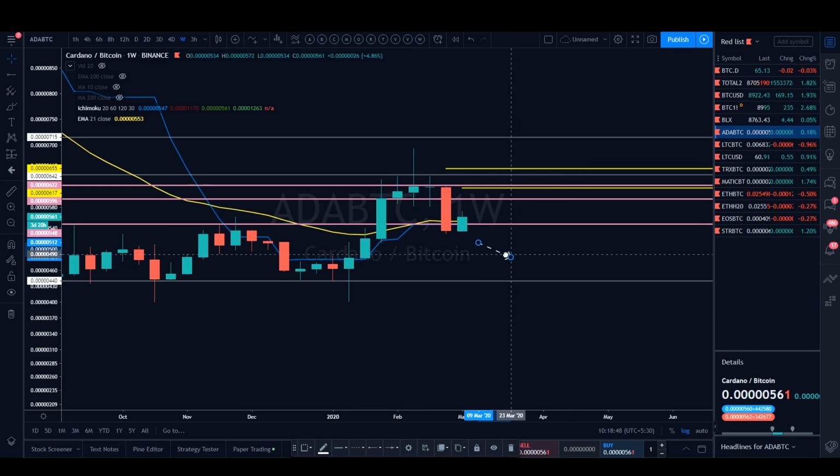But right now, guys, this is a waiting game for me. Quite honestly, I like playing the higher time frames, so I will be waiting on the confirmations on the higher time frames in order to decide whether I want to go long on ADA or short. But this is all I have for you for ADA BTC.